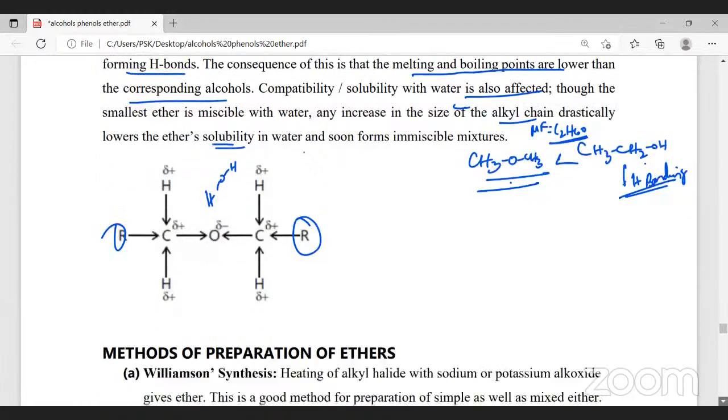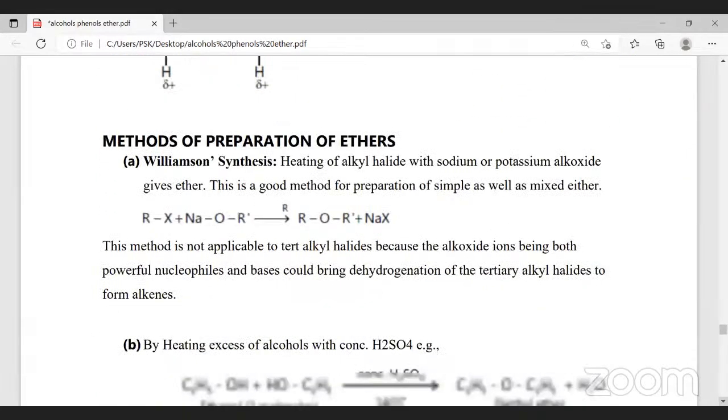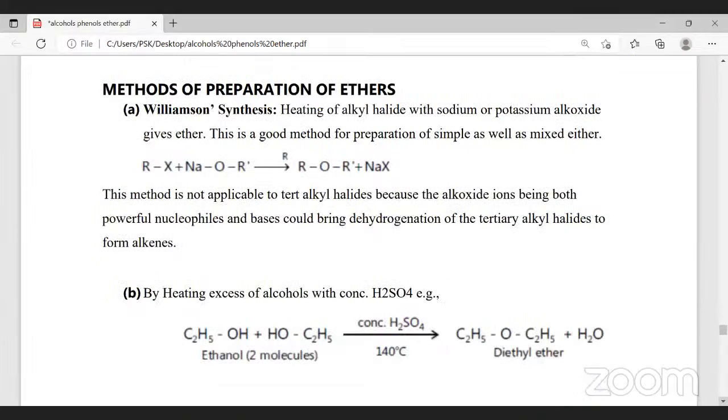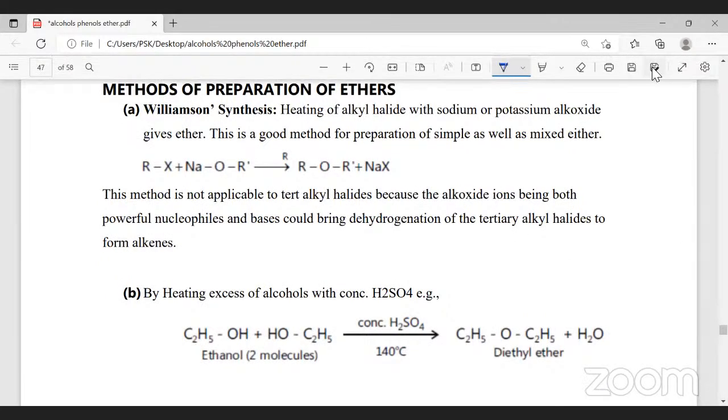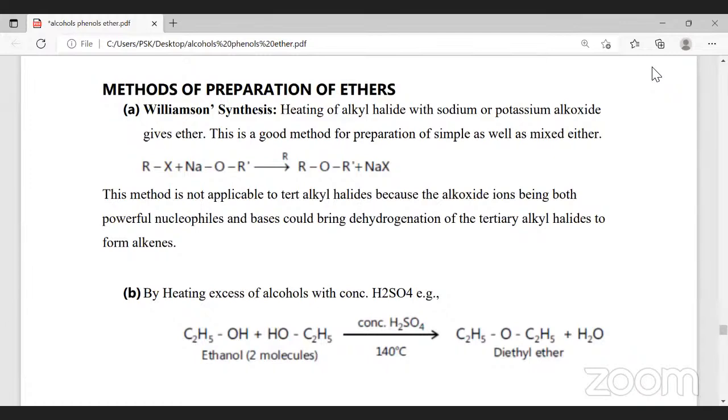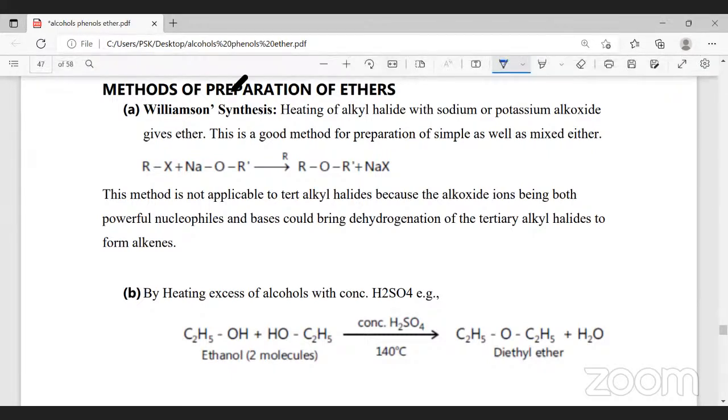The next one is methods of preparation. Did you understand so far what I was talking about? Ether is represented as ROR'. R and R' can be the same, a simple ether. If R and R' are different, it will be called a mixed ether. And ethers have low melting point and boiling point compared to their corresponding alcohols. All that I told you.